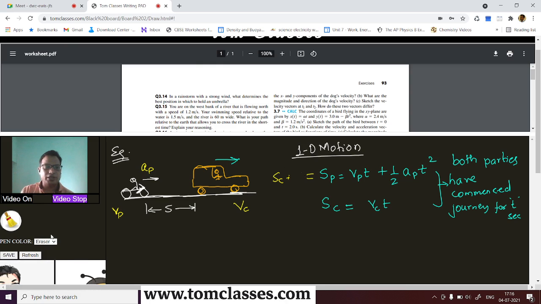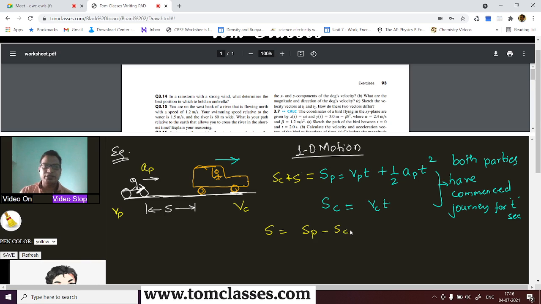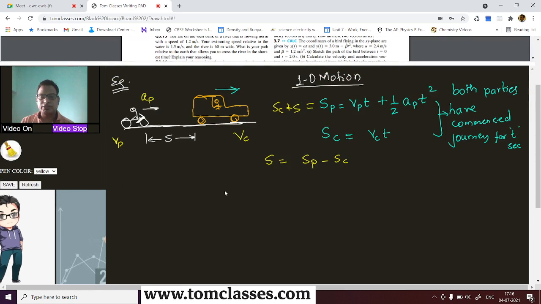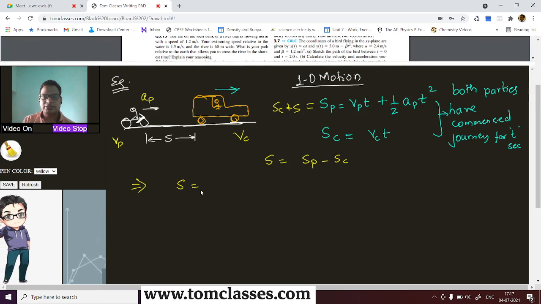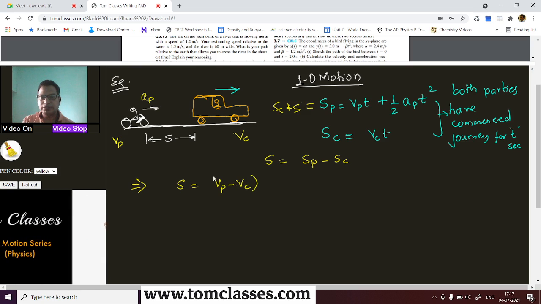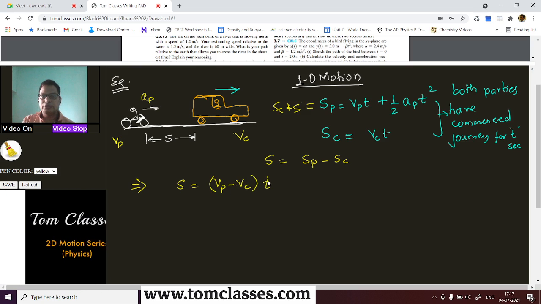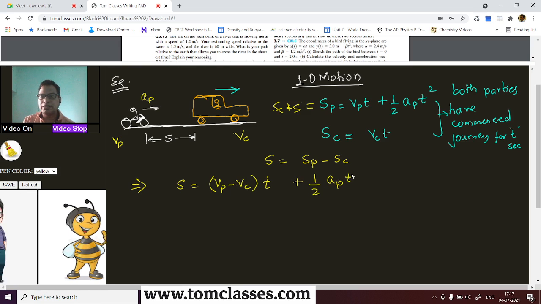So we have not taken any value, so let's see this. It is sc plus s, right? Now if I want to find that gap s, it is going to be sp minus sc. So if I put this over here, then s is nothing but vp minus vc into t, plus half ap t square, right?